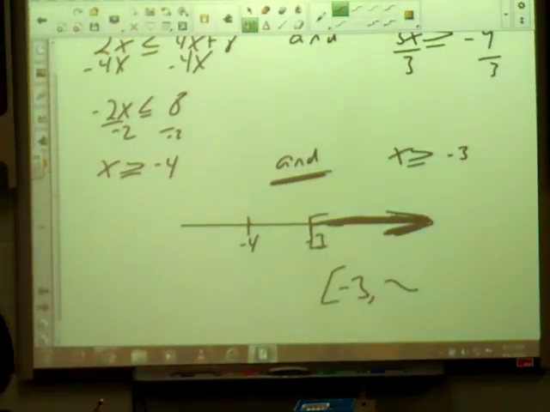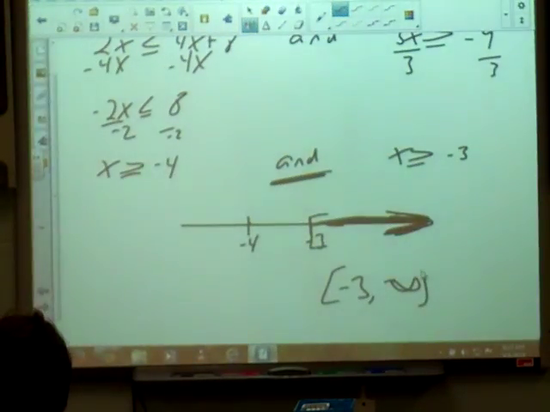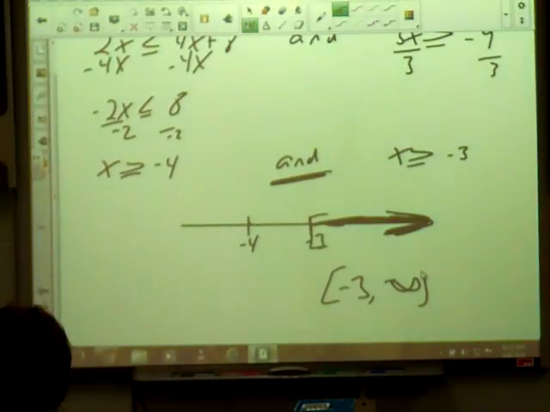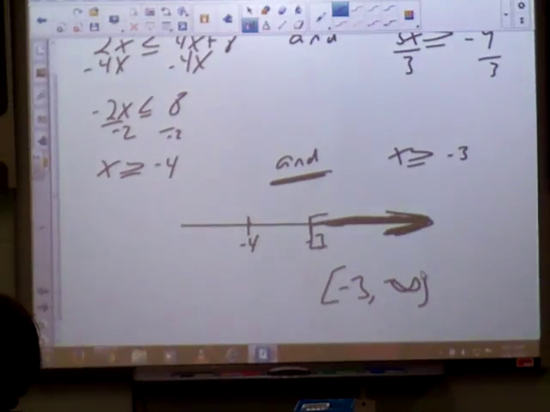There aren't as many of those types of problems, but I wanted to show you an exception to what I said earlier. I said almost all the time an "and" is in between. There's an instance where it's not. It went on to infinity.